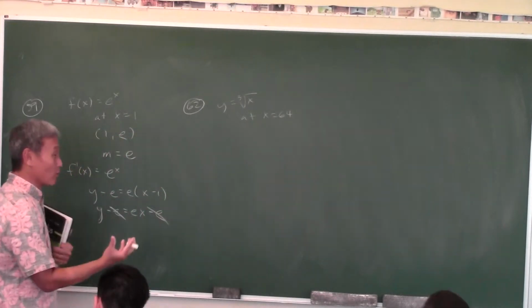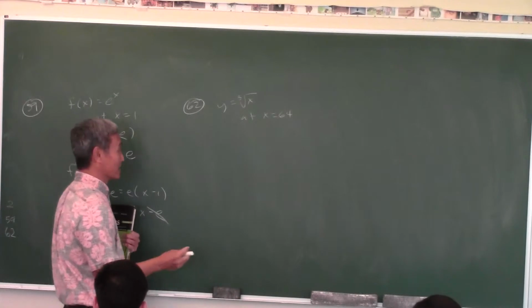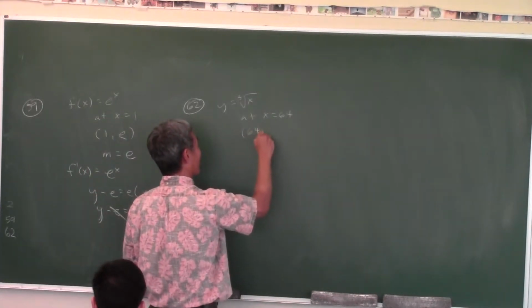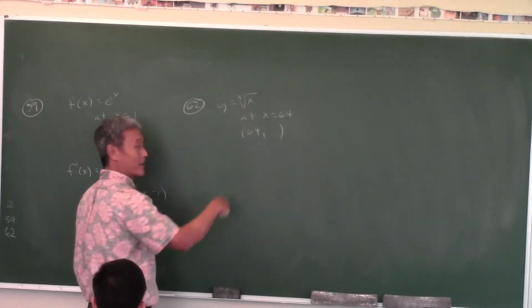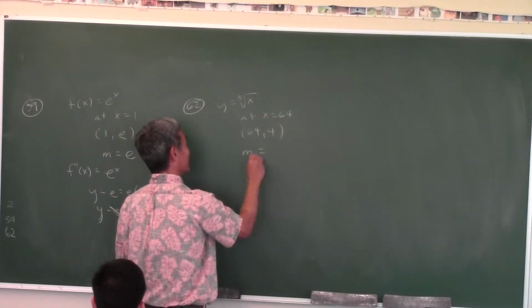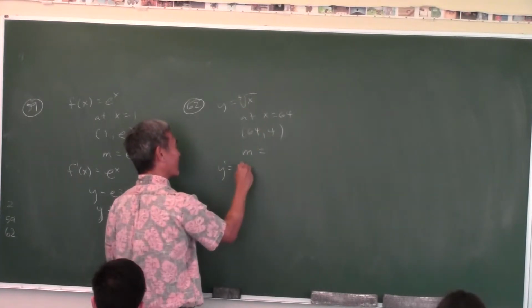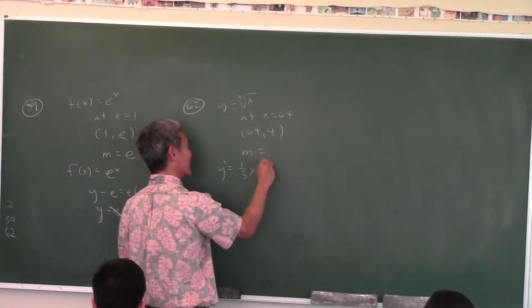Okay, well, let's just do one thing at a time. How do you write the linearization? Just write the equation of the tangent line. So 64 comma what? Plug it in to find the y coordinate. 4. How do I find the slope? You take the derivative. So that's x to the 1/3, so 1/3 x to the negative 2/3.